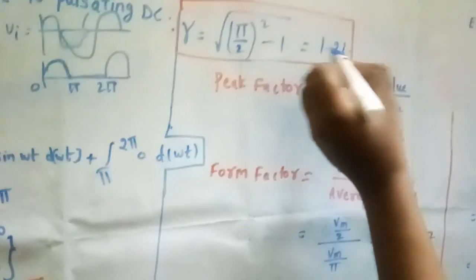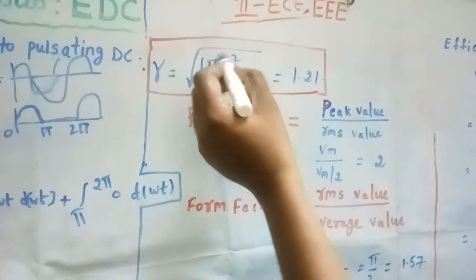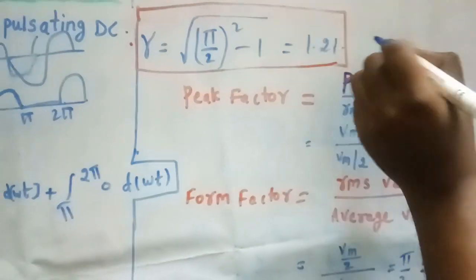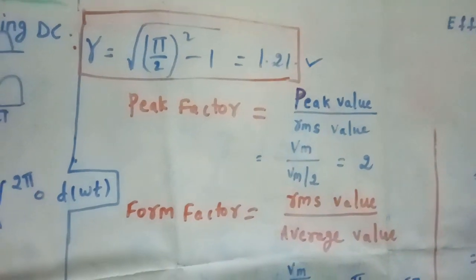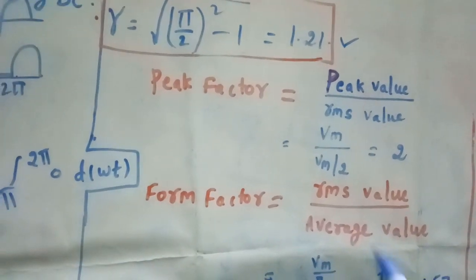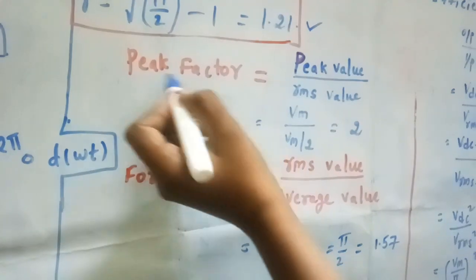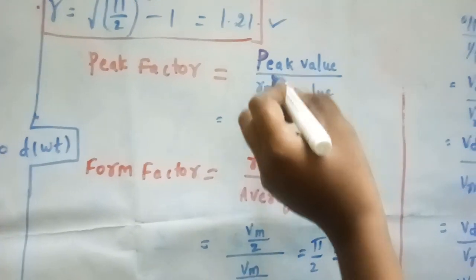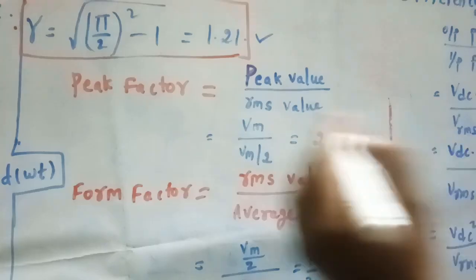So the ripple factor is equal to 1.21. If you substitute the pi value and simplify, you will get 1.21. This is our ripple factor for the half-wave rectifier. Then go for the next parameter, peak factor. Peak factor is defined as the peak value by the RMS value.